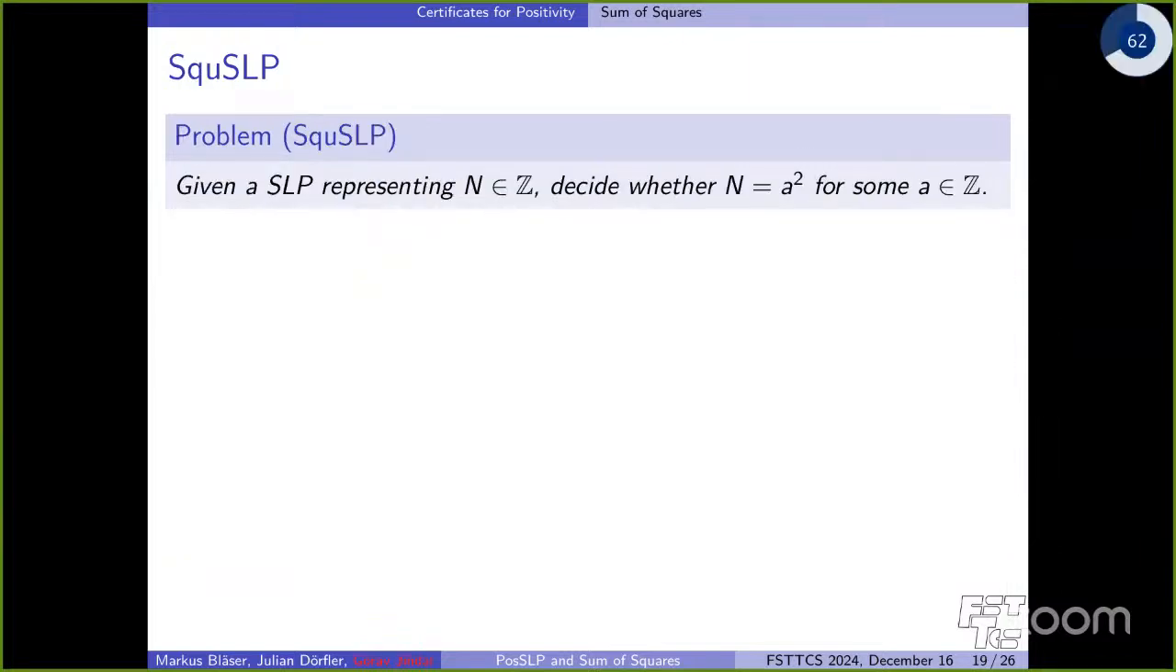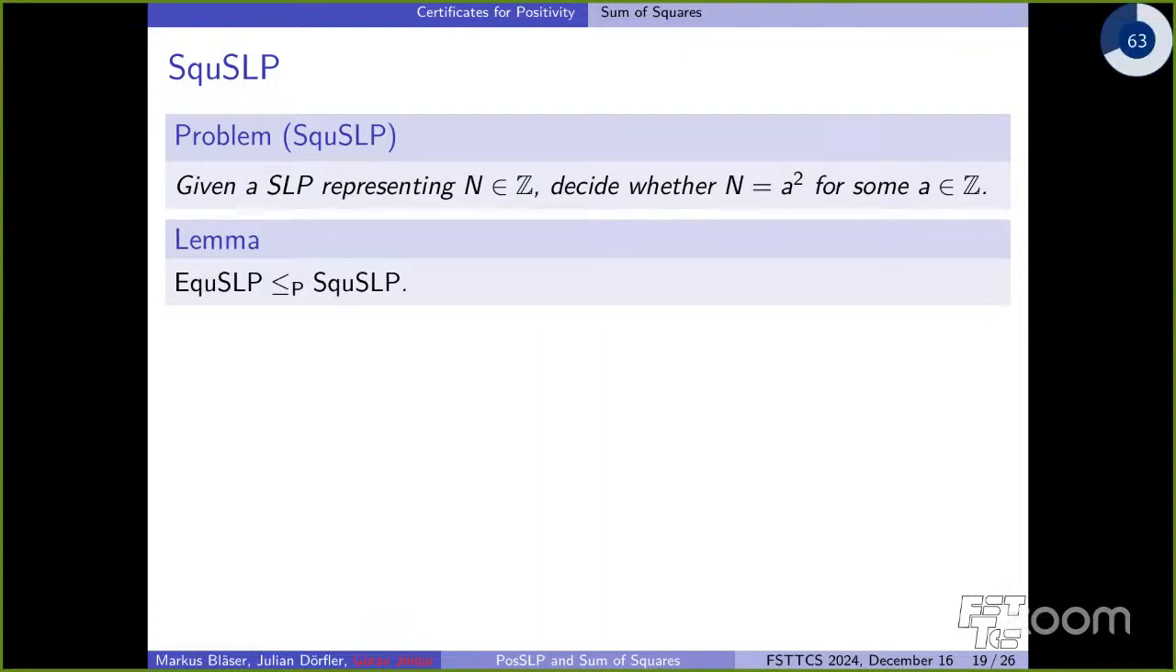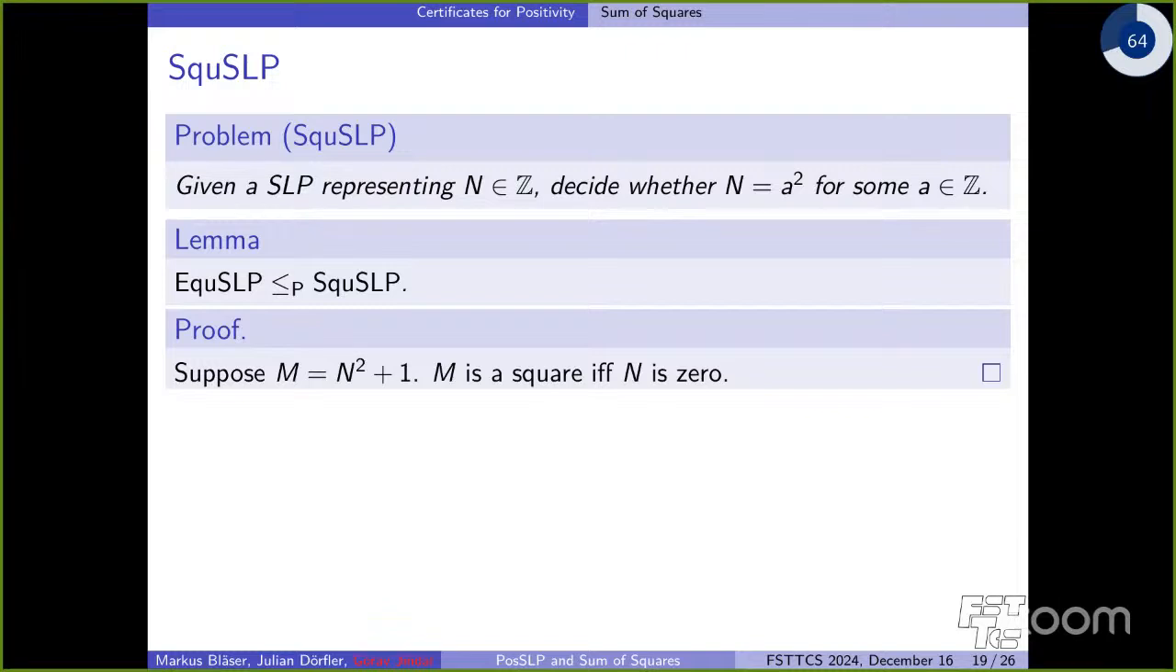Right, and so you can also consider the case of one square, right? Whether a given integer can be written as a square. This you can also prove: all these problems are at least as hard as PIT or equal SLP. And yeah, you just consider this integer n square plus 1, and this is a square if and only if n is 0, right? If n was non-zero, then this thing cannot be a square.